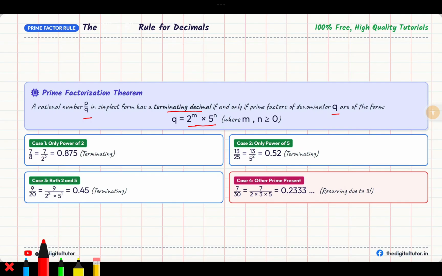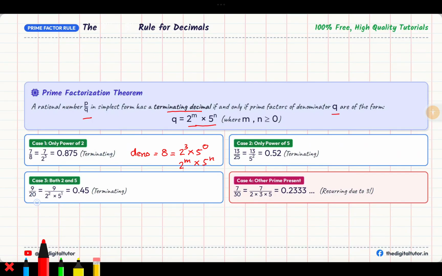Let's look at an example. Here the denominator is 8. So 8 can be written as 2 to the power of 3 multiplied by 5 to the power of 0. We know that anything raised to the power of 0 is 1. So this is of the form 2 to the power of m multiplied by 5 to the power of n.